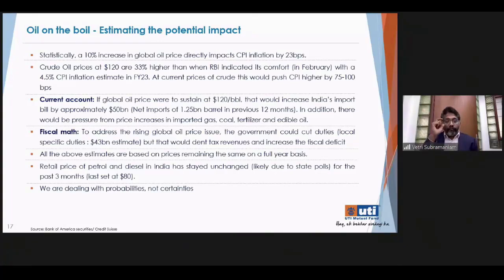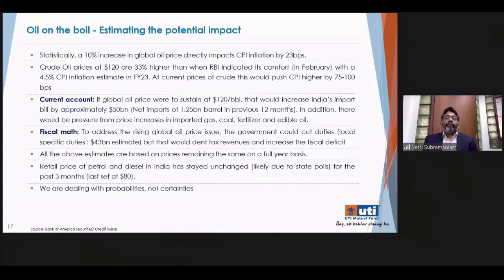So if you think that the price of oil has gone up on average by about $30–40, then effectively that would mean that it could push CPI higher by about 75 to 100 basis points. As far as the current account deficit is concerned, if you take the oil price at $120 a barrel, and if you presume that this stays the price for the entire year, which may or may not happen because the conflict could end, new sources of supply could emerge, then approximately India's fuel bill could go up by about $50 billion because our net imports are 1.25 billion barrels of oil in the previous 12 months. You multiply that by $40 and you get a number of 50 billion. So that's the potential hit from higher oil prices if they stay the same over the course of the entire year.